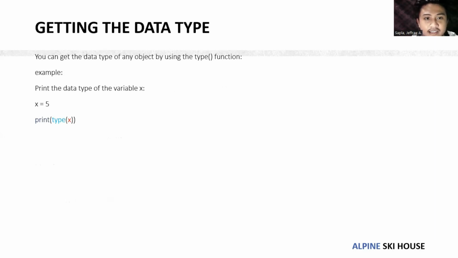So, getting the data type: you can get the data type of any object by using the type function. Example, print the data type of the following variable x. Variable x is equal to 5, print type x. So, ang magiging result niyan is integer 5.